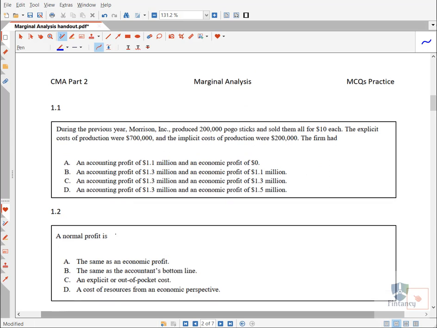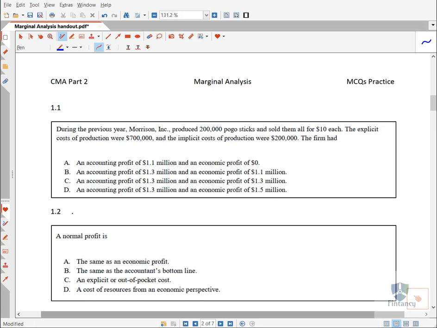If you see the handout I have already shared with you, that is a handout I created for marginal analysis. Let us see question number 1.1. Umair, can you please read this question? The explicit cost of production were 700,000 and the implicit cost for production were 200,000. The firm had, during the previous year, Morrison Incorporation produced 200,000 pogo sticks and sold them all for $10 each.